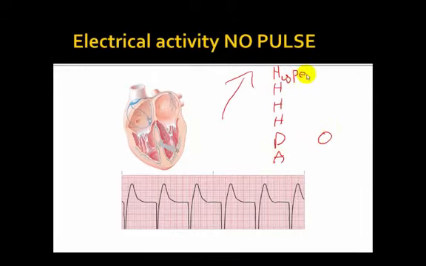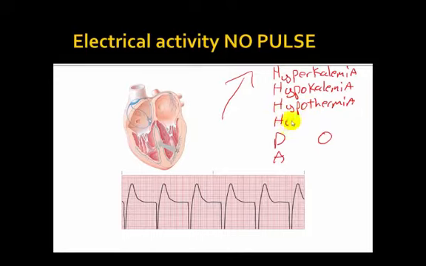Hyperkalemia, hypokalemia, hypothermia, hypoxia, drug overdose or toxins, and then acidosis.